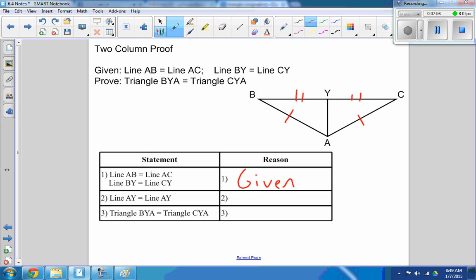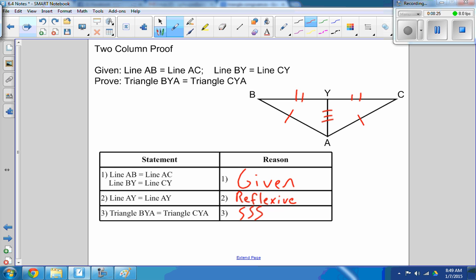Next, line AY equals line AY. Well, that seems obvious, but this is actually a property. This is actually the reflexive property. When anything equals itself, this is the reflexive property. Now I can say triangle BYA is congruent to triangle CYA because of side, side, side.